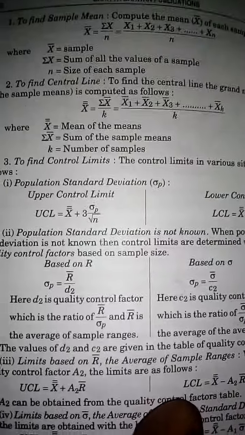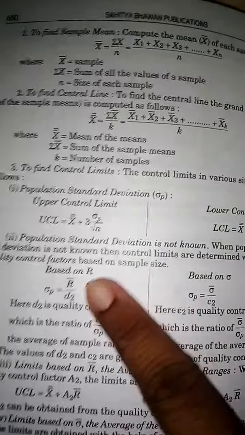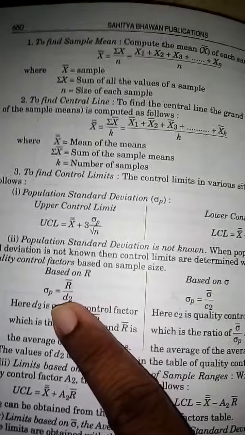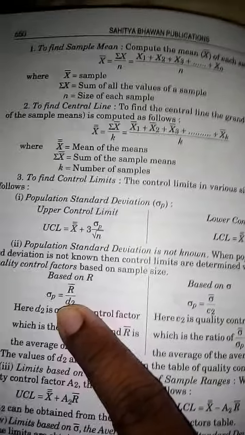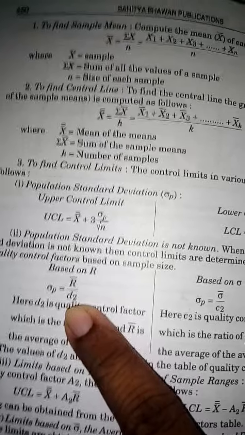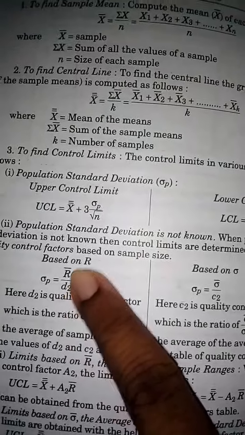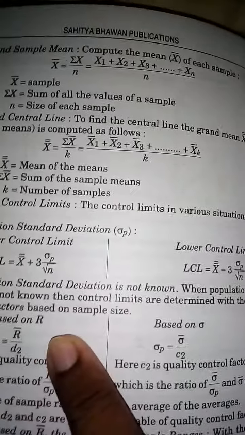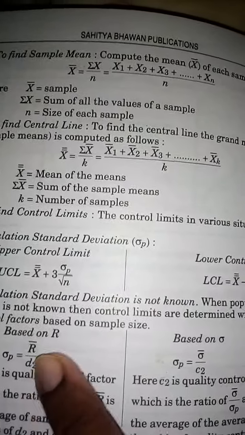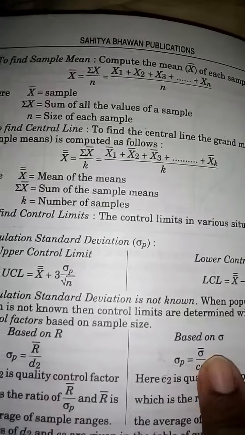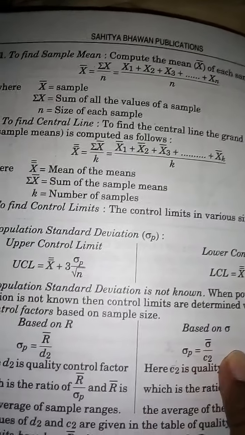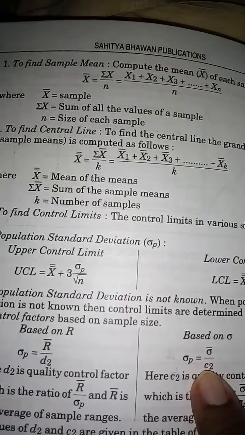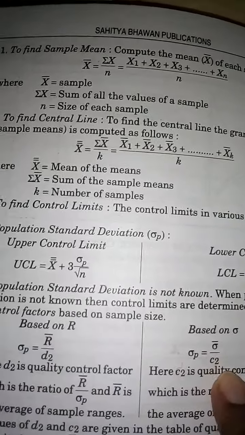Now comes population standard deviation based on R. If the population standard deviation is not given, then we have to determine the range, as we know, larger value minus smaller value, and sigma is R bar by d2. If the sample standard deviation is given, then sigma is S bar by c2. The c2 and d2 values will be given in the question.